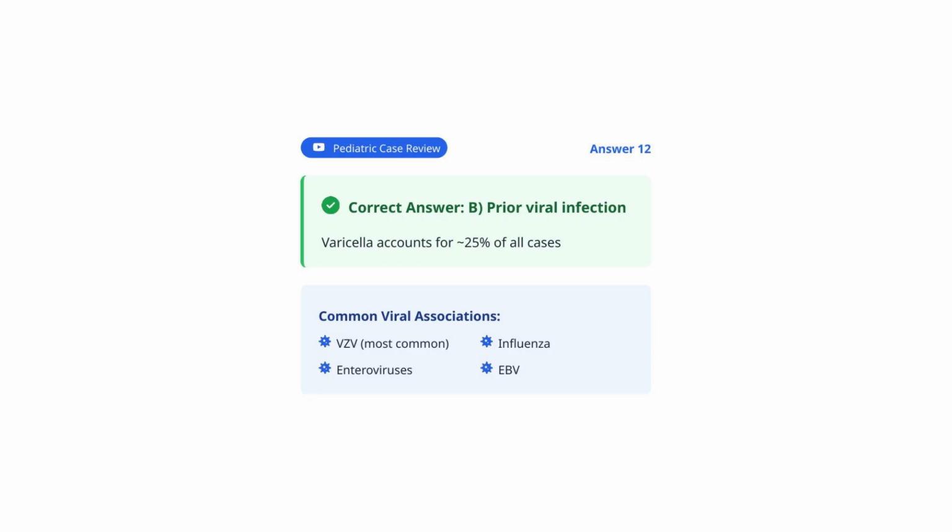Prior viral infection is the most common association with acute cerebellar ataxia in children. Varicella-zoster virus is the single most common cause, accounting for approximately 25% of all cases. Other common viral associations include influenza, enteroviruses, Epstein-Barr virus, and rotavirus. Less commonly, acute cerebellar ataxia may follow immunizations or occur in the context of parainfectious conditions.